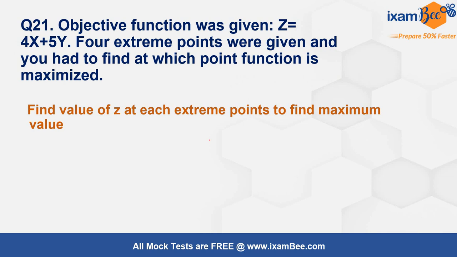216. Next question is that an objective function was given to you and 4 extreme points were mentioned, A, B, C and D, and from these given points you had to find out at which point the function is maximized. So again, just plug in the values of A, B, C and D in the objective function, and whichever point gives the maximum value is the answer in this particular question.